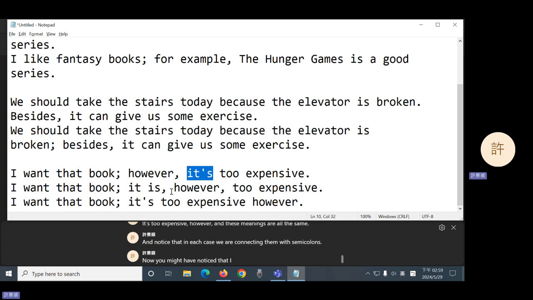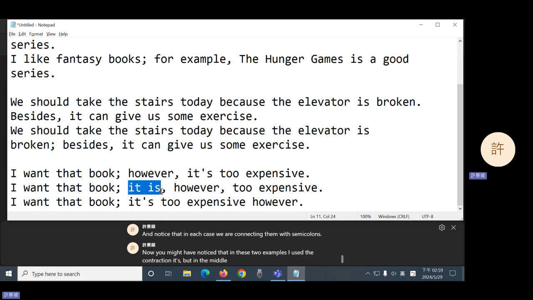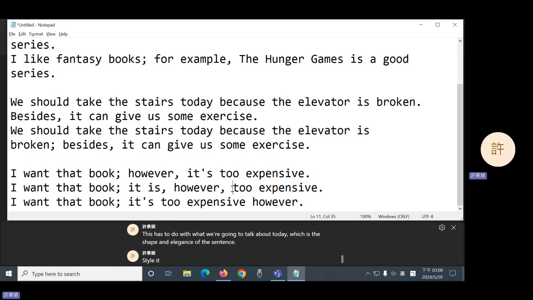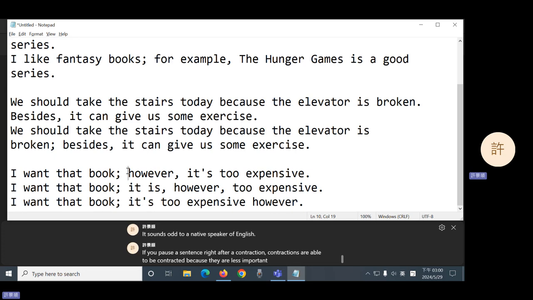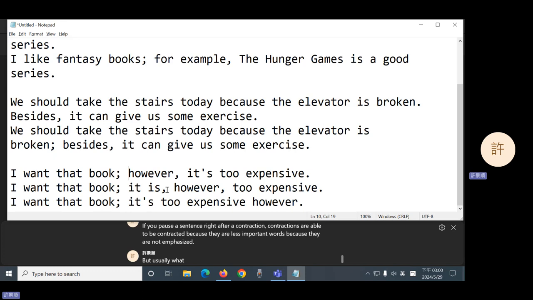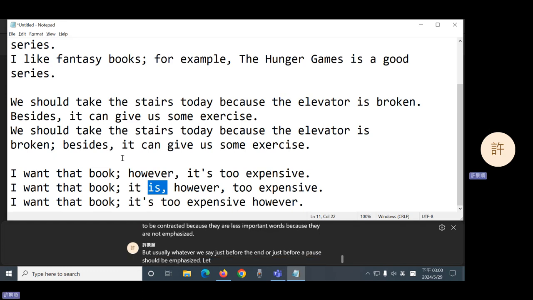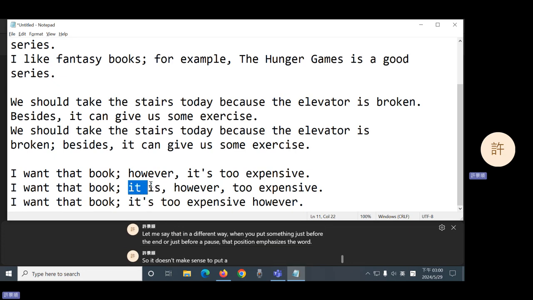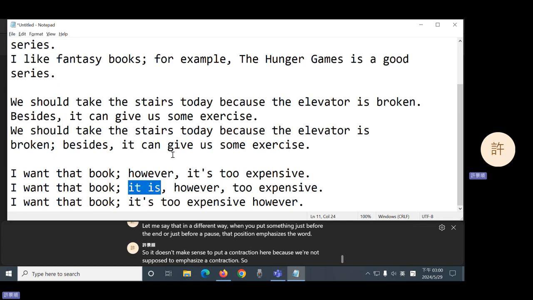Now, you might have noticed that in these two examples, I used the contraction "it's," but in the middle example, I expanded this to "it is." This has to do with what we're going to talk about today, which is the shape and elegance of the sentence style. It sounds odd to a native speaker of English if you pause a sentence right after a contraction. Contractions are able to be contracted because they are less important words, because they are not emphasized. But usually, whatever we say just before the end or just before a pause should be emphasized. Let me say that in a different way. When you put something just before the end or just before a pause, that position emphasizes the word. So it doesn't make sense to put a contraction here because we're not supposed to emphasize a contraction. So I have expanded it in this example.